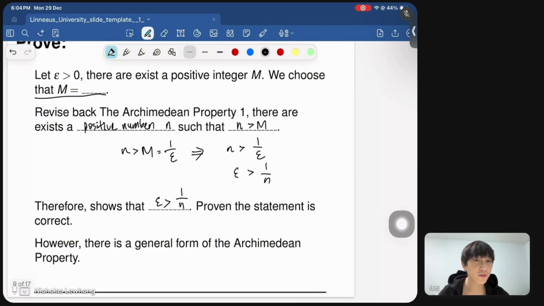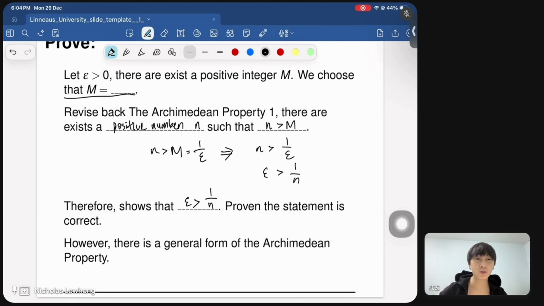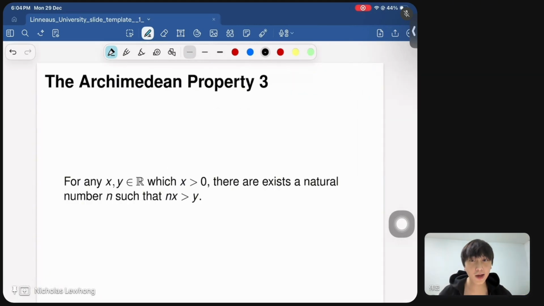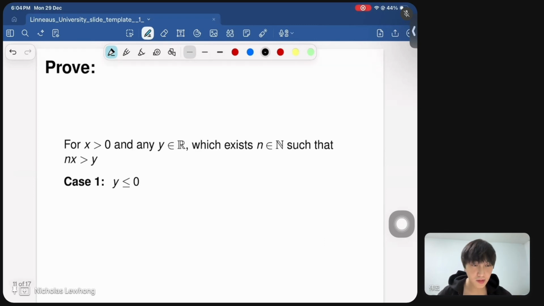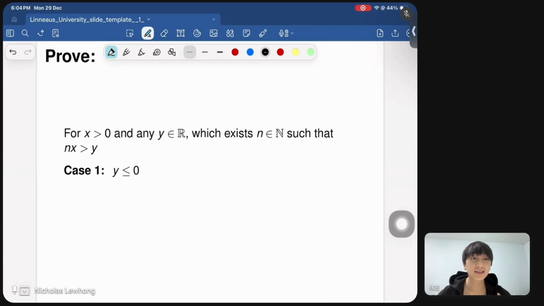However, there is a general form of the Archimedean property. So we now look at Archimedean property 3. For any x, y in R, with x larger than 0, there exists a natural number n such that nx is larger than y. So we now prove it. We prove it in 2 cases, because y is a real number, so we don't know whether it's positive or negative.